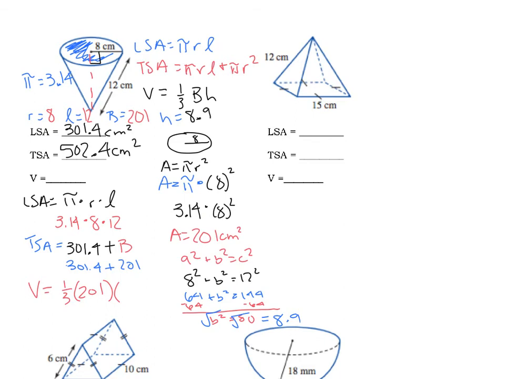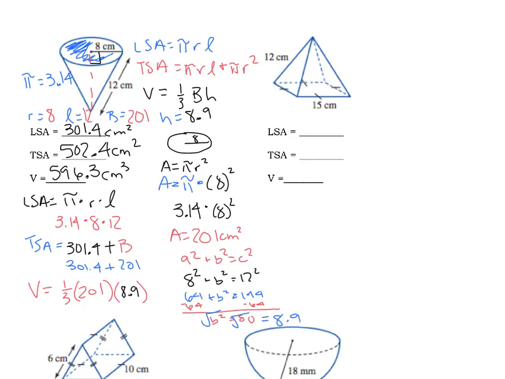So make sure you do not use the slant height, okay, when you're doing volume. Very important, okay? So we get 8.9 for the actual height. So now when I multiply 1/3 times 201 times that actual height of 8.9, we get the volume to be 596.3 centimeters cubed for that cone. Now we're moving on to a pyramid.